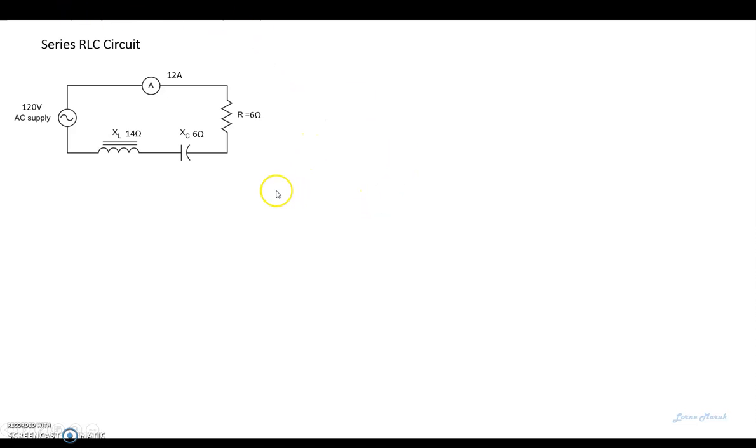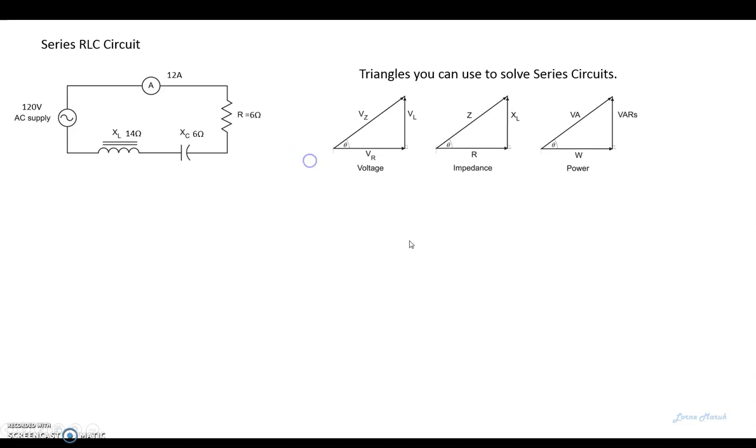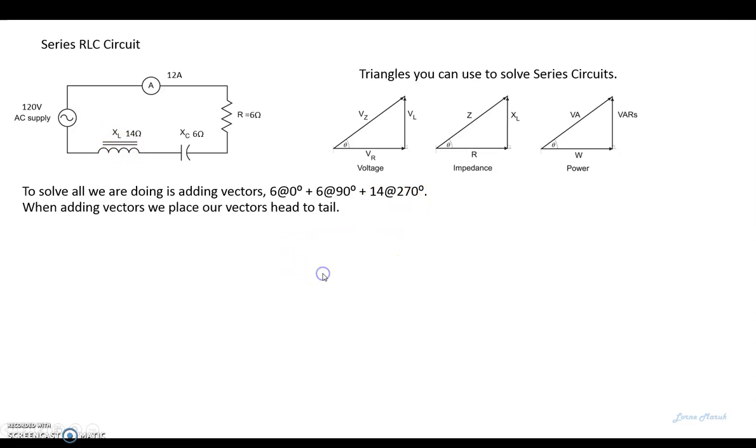Now we'll have a look at a series RLC circuit. Once again, we have these triangles at our disposal. And all we're really doing here is adding vectors. We can go 6 at angle 0, which is our resistance, 6 at angle 90, which is our capacitance, and 14 at angle 270 for inductance.